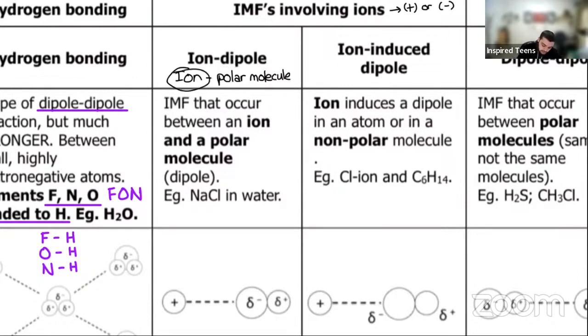So it forms between an ion, for example Na+, or any ion that's suitable to react with this polar molecule. This is an intermolecular force that occurs between an ion and a polar molecule. They wrote it, so I'll just get rid of this and highlight this.